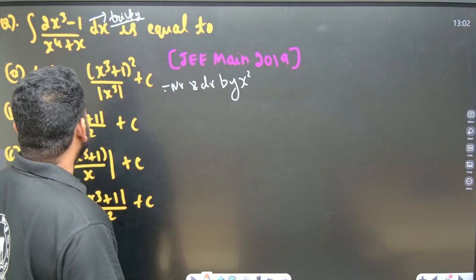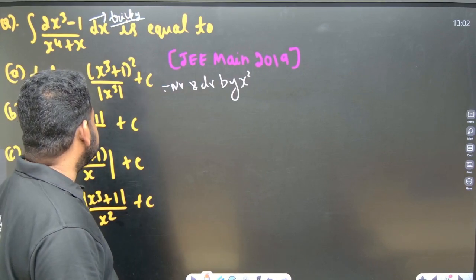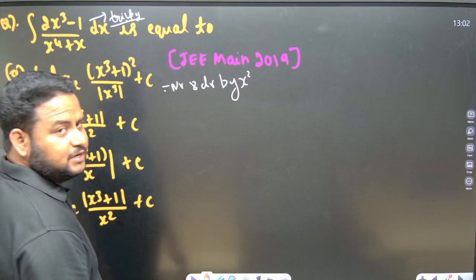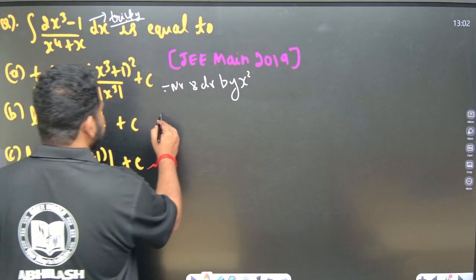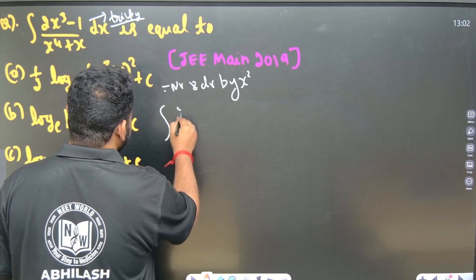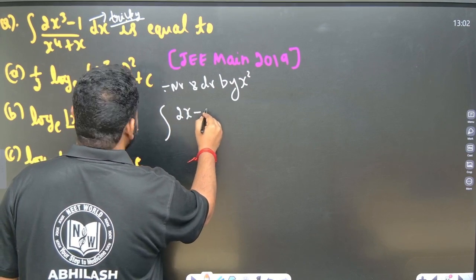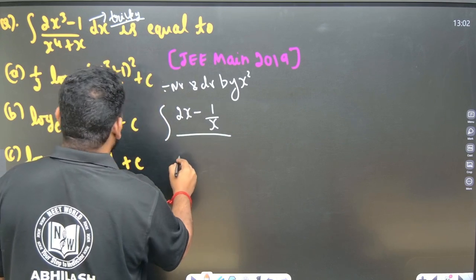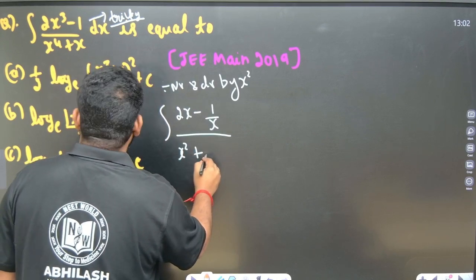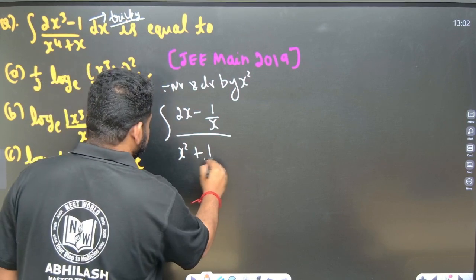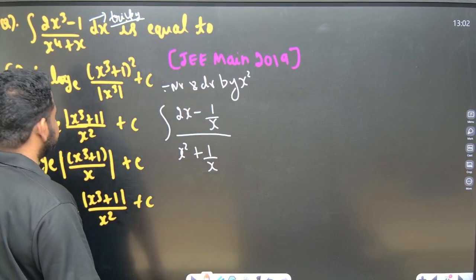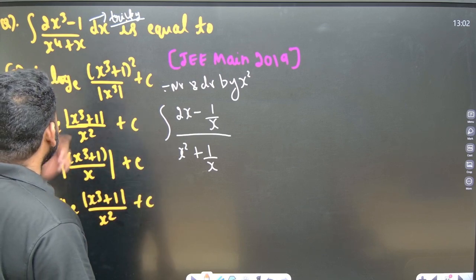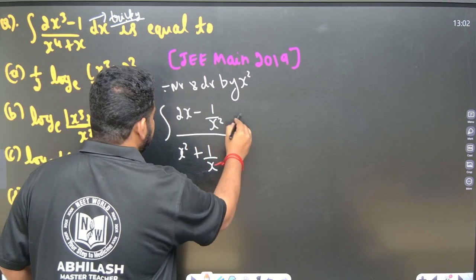Look at this. They have given 2x cube minus 1 by x to the power of 4 plus x. Directly, if I take any value as t, I will not get either the denominator or the numerator. So, if I divide both numerator and denominator by x square, I will get 2x minus 1 by x square in the numerator, and the denominator will become x square plus 1 by x, into dx.